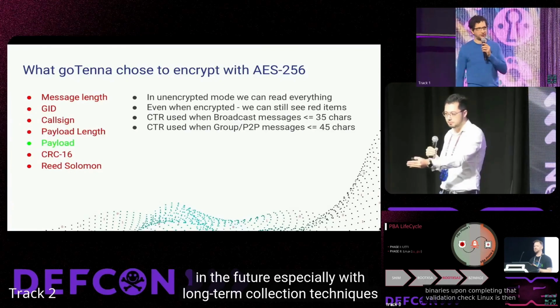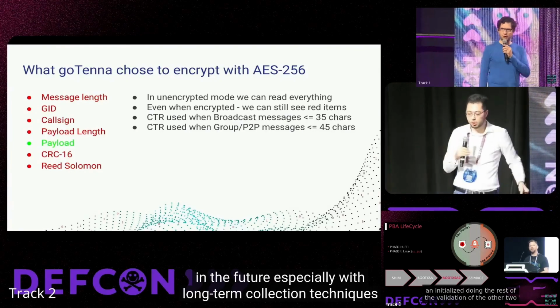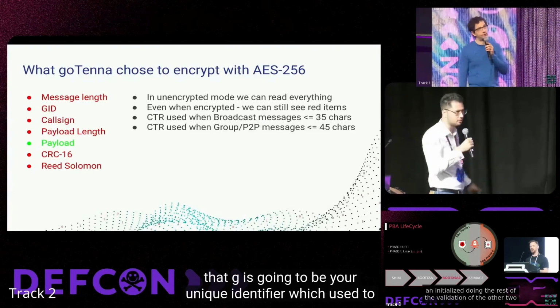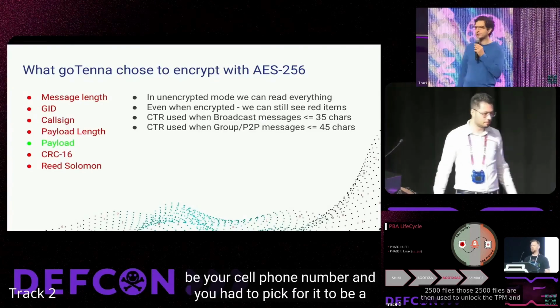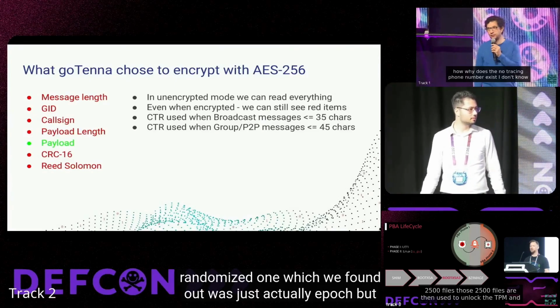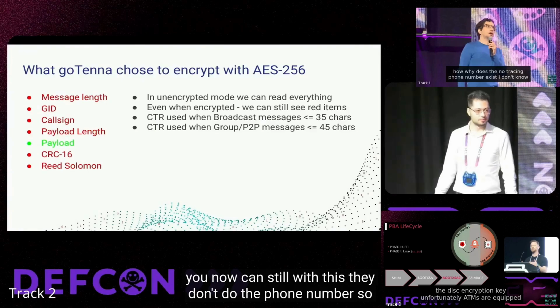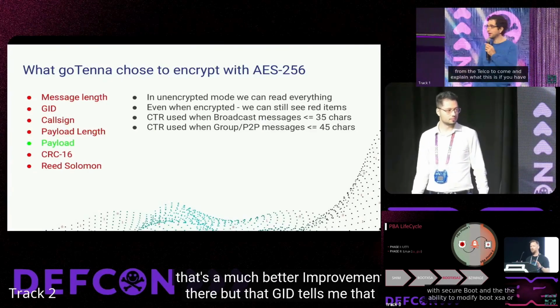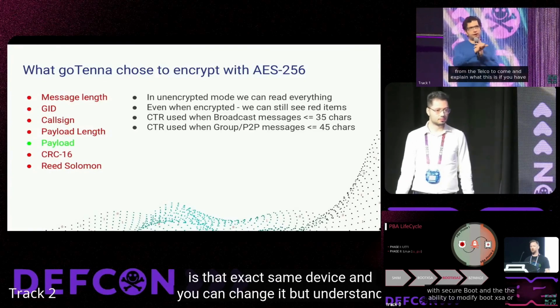So what does it mean, essentially, once we can read all of the other signs? Because in unencrypted mode, all of these are visible. Yeah. So everything you see in red here means that at this point, where we currently are, we are able to see the message length. That can be pretty valuable. That can definitely add up to things in the future, especially with long-term collection techniques.